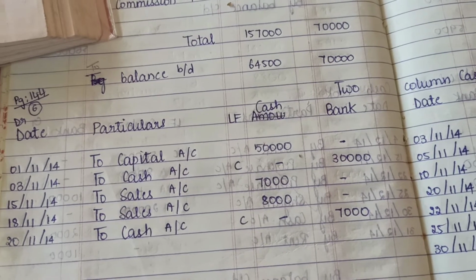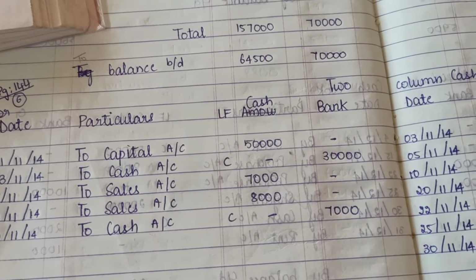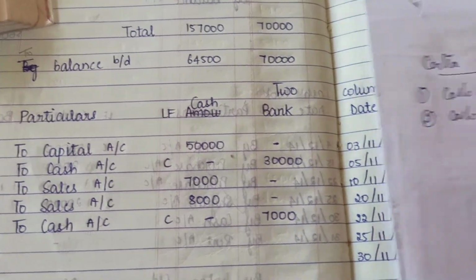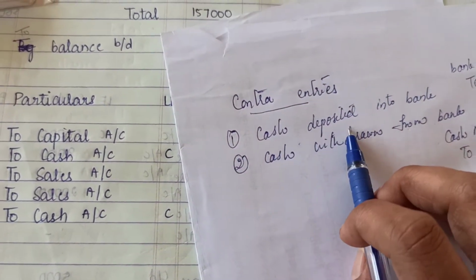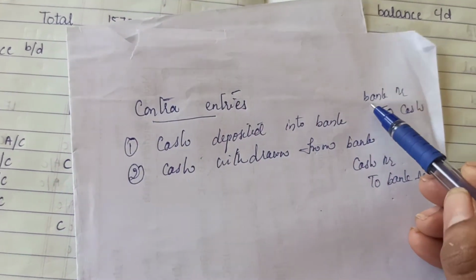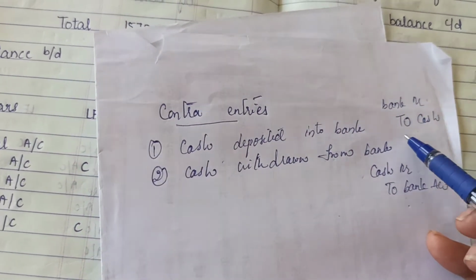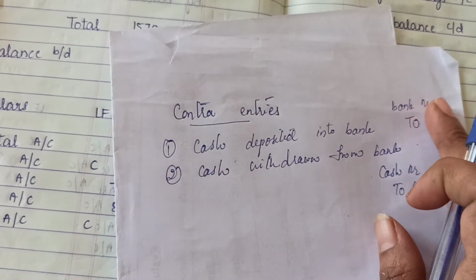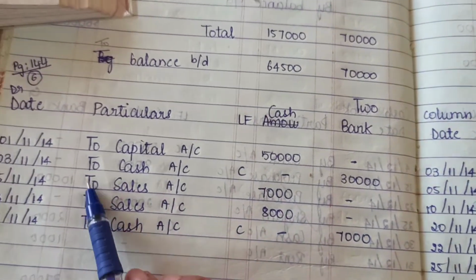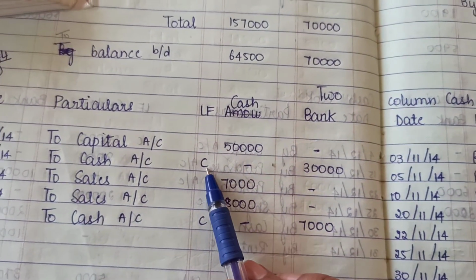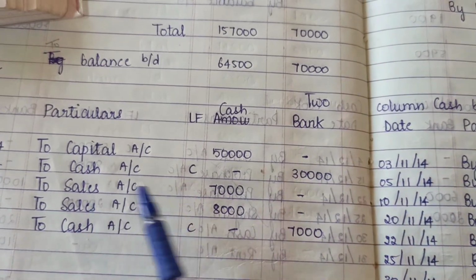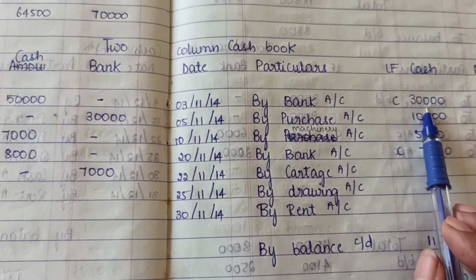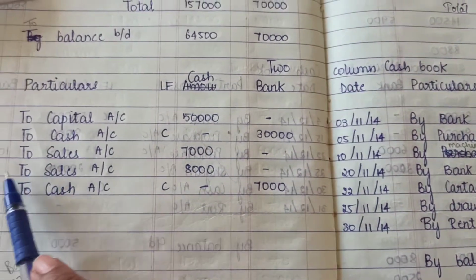The next, it is opened bank account. It's the same as opened bank account or deposited into the bank. So when you open the bank account, what happens? Cash is going. Bank will be the receiver. So we'll write the journal entry as bank account debtor to cash account. So to cash means we'll write in the debit side. By bank means we will write in the credit side. See here, to cash account. So we entered C as a contra. To cash means the amount we should write in the bank column. If you write by bank, the amount we will write in the cash column.